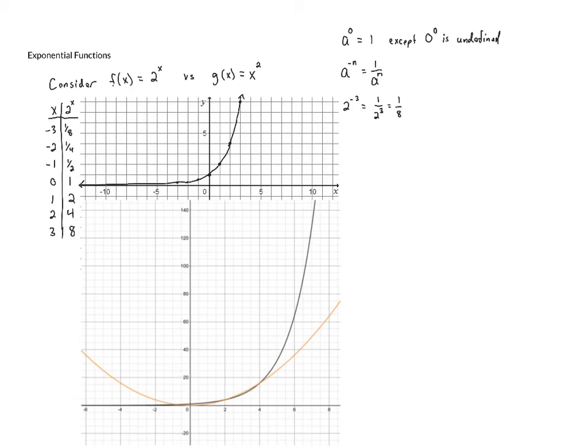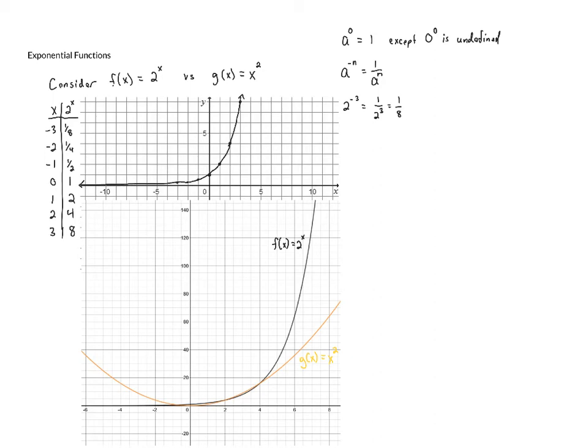Here is a screenshot of a graph from Desmos, and this includes f of x equals 2 to the x power, as well as g of x equals x squared. Now here we can actually compare the two and see that they're very different. While both of them are increasing as we move to the right of the y-axis, you can see that the exponential function eventually overtakes the polynomial function, and it grows much more quickly than x squared.